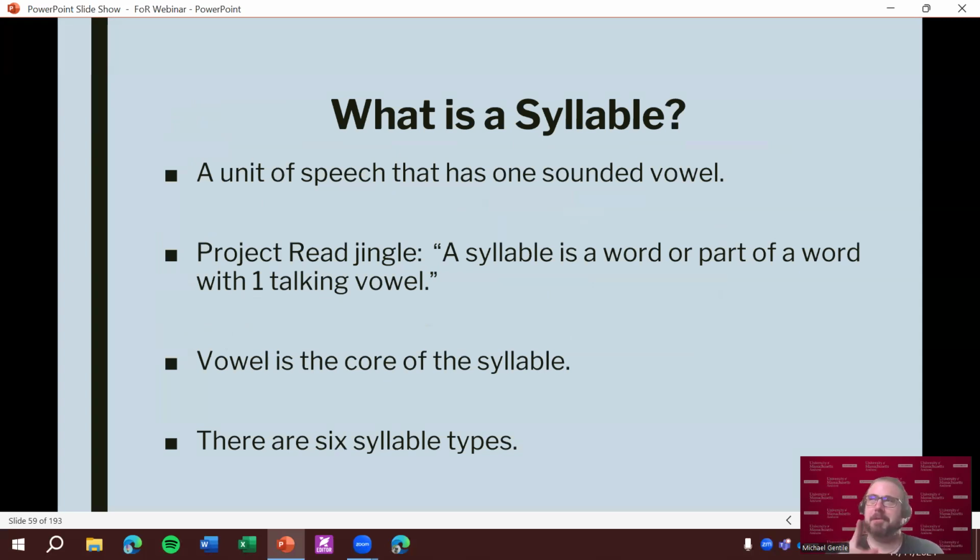Because you can have multiple vowels, but if there's a silent E, you'd still count it as a single syllable. So it has to have one vowel making a sound. A syllable is a word or part of a word with one talking vowel is something we would teach kids. Now, it becomes very important when we're talking about syllables to understand, I hinted about this in Objective 2, that the vowel is everything here.